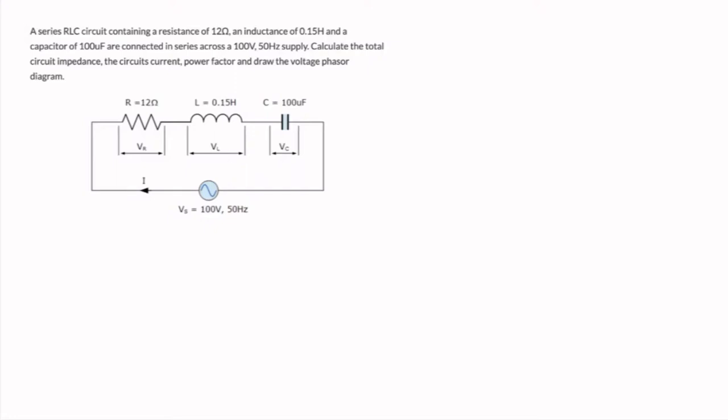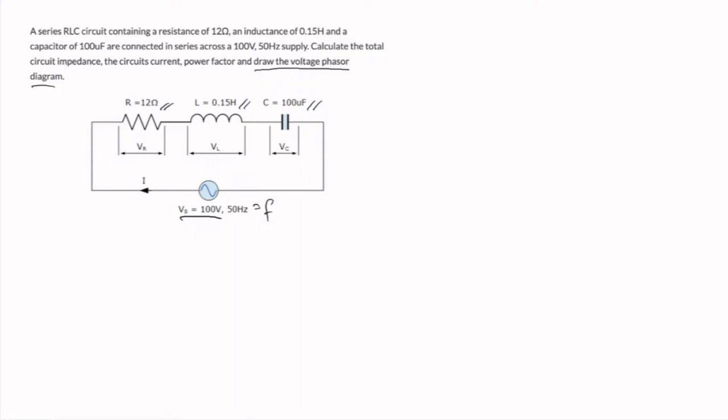So, the givens are the voltage source with a frequency of 50 Hz, the resistance of 12 ohms, the inductance of 0.15 Henry, and the capacitance of 100 microfarad. We are tasked to solve the total circuit impedance, the circuit current, and in order to draw the voltage phasor diagram, we also need to solve for the voltage across each of these circuit elements. So let's begin with the circuit impedance.